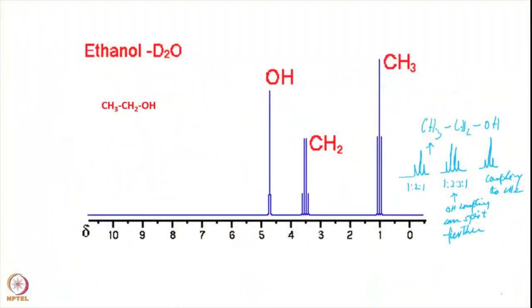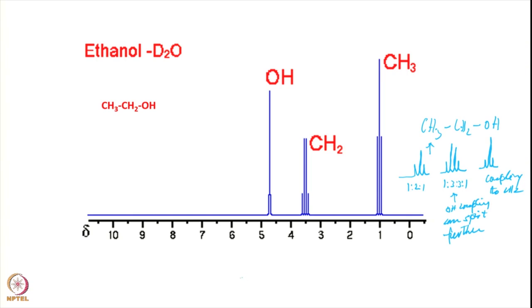If they are exchangeable with water, and they exchange between water and the OH group on the alcohol, then they will not be able to see the spin states of the individual protons of the CH2 protons, so they may not show the splitting. When that happens, the CH2 protons also will not be able to see the OH protons very clearly, so that coupling also will not happen. In that situation, you will have a single line.